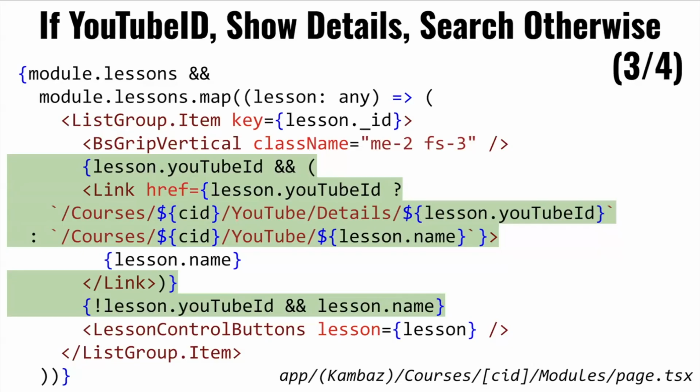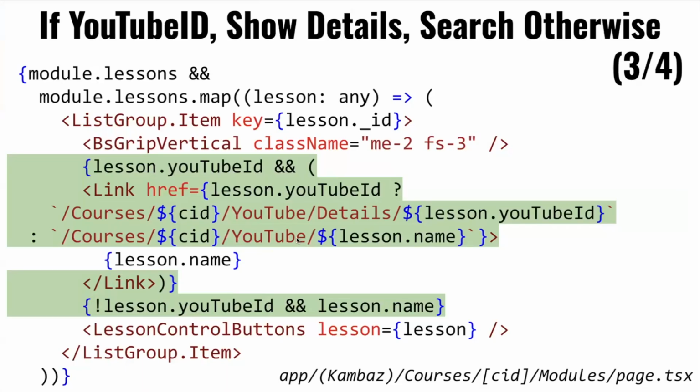If not, it'll go instead to the search page. So it'll be a link in either case. Either it's going to search for that specific name, or it's going to display that specific ID. Okay, so let's do that.